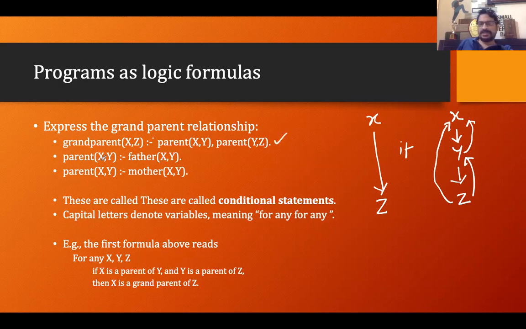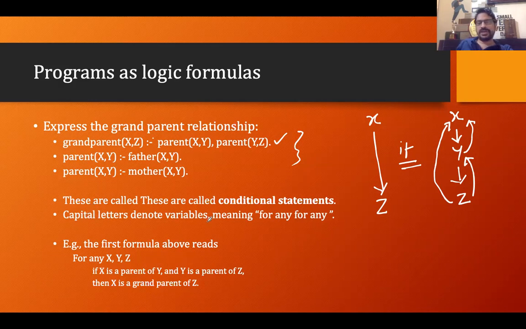Second is, what do you mean by parent? A parent is either the mother or the father. So X is a father of Y or X is a mother of Y. In both cases, we can say that X is a parent of Y. These are called conditional statements. Why have we used if? X is a parent of Y if X is a father of Y. The second statement says X is a parent of Y if X is a mother of Y. So either it will be a mother or a father. Both are called parent, right?